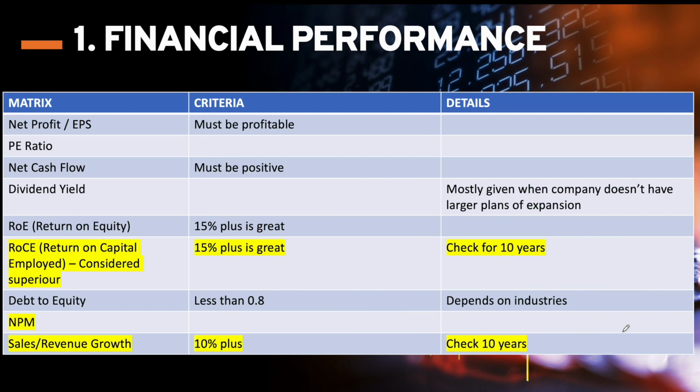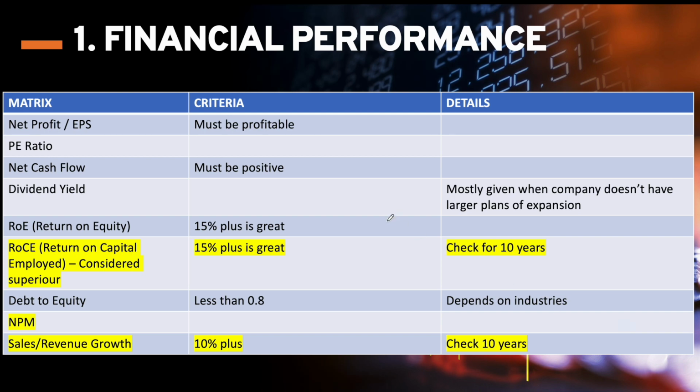So we have to see whether it is able to grow the sales. Sales or revenue growth both mean the same thing. So how much are the sales growing year on year? That is the sales growth. 10% plus is good. That means the company is able to lead in the market segment where it is operating, and it is able to grow its sales.